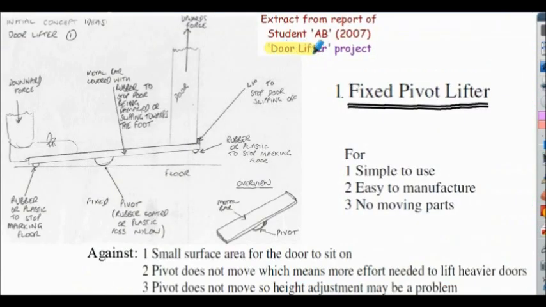Here's the door lifter project. The idea here is to be able to lift a door off the floor when you're trying to hang it, secure the hinges in position, etc. So again, 3 concepts used. Concept 1 is the fixed pivot lifter, as it's termed, and a well annotated sketch. And again, the advantages and disadvantages stated.